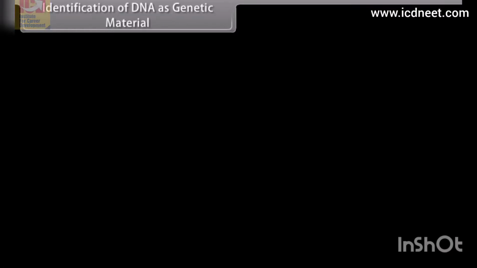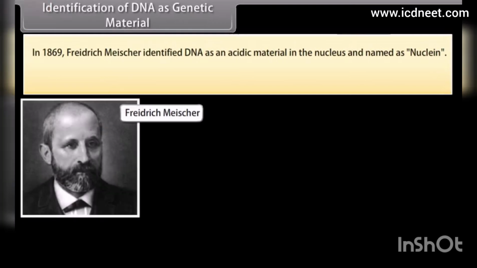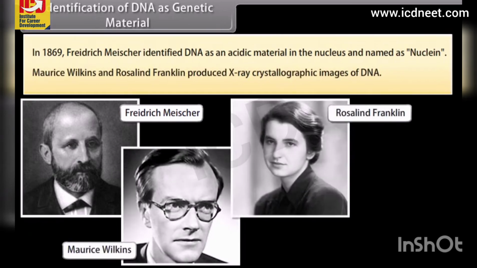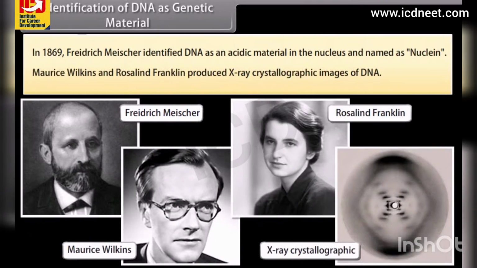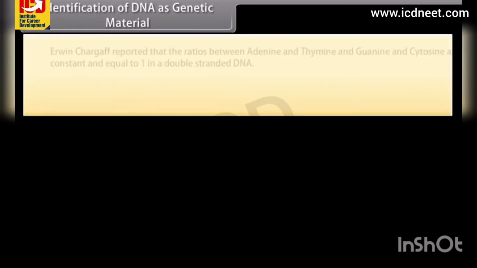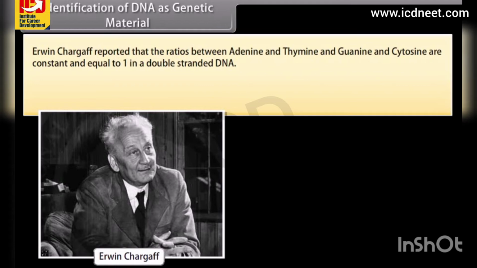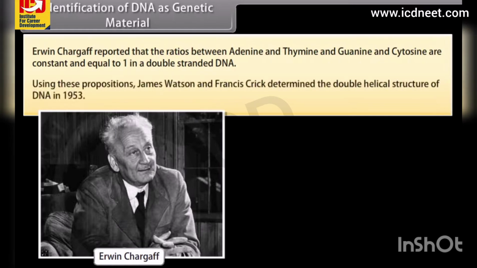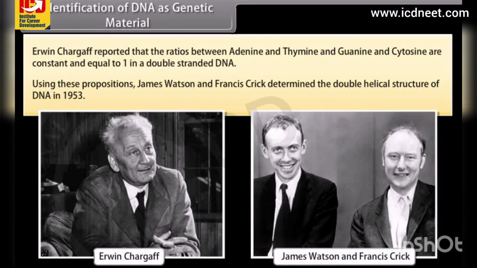Identification of DNA as genetic material. In 1869, Friedrich Miescher identified DNA as an acidic material in the nucleus and named it nuclein. Maurice Wilkins and Rosalind Franklin produced X-ray crystallographic images of DNA. Erwin Chargaff reported that the ratios between adenine and thymine, and guanine and cytosine, are constant and equal to 1 in double-stranded DNA. Using these propositions, James Watson and Francis Crick determined the double helical structure of DNA in 1953.